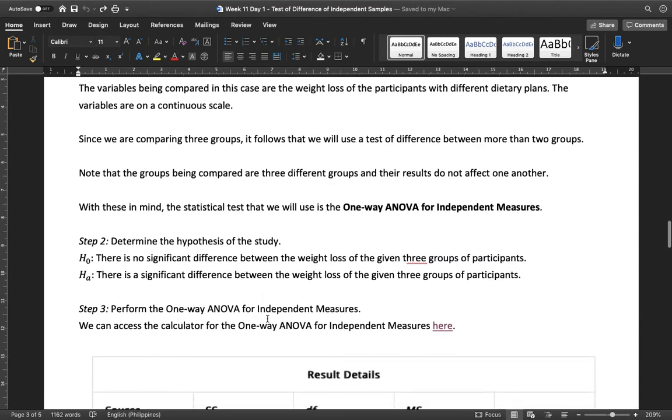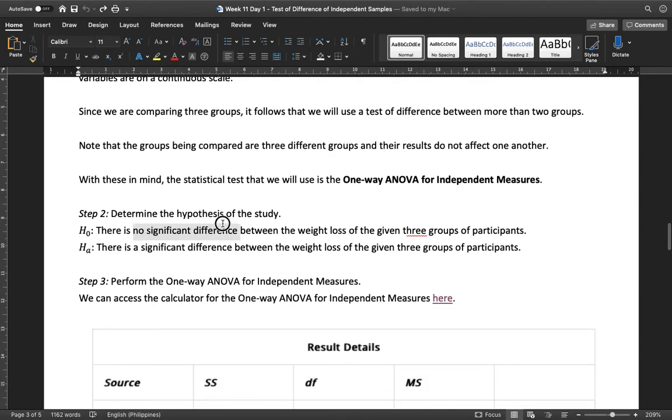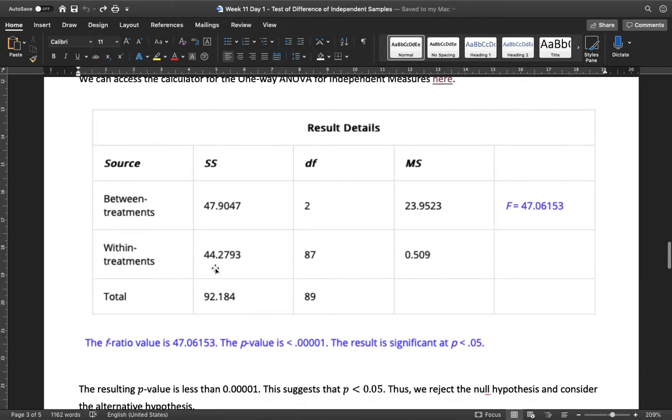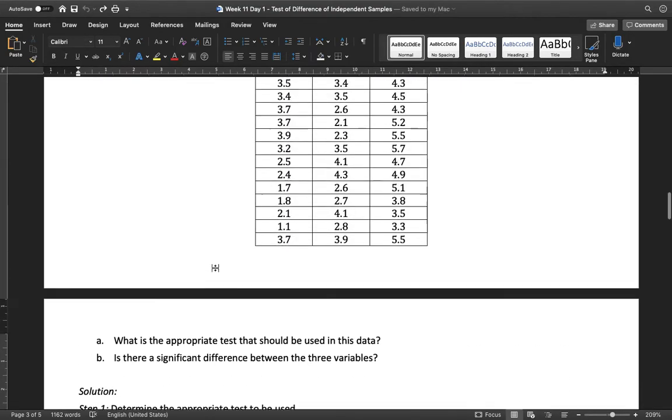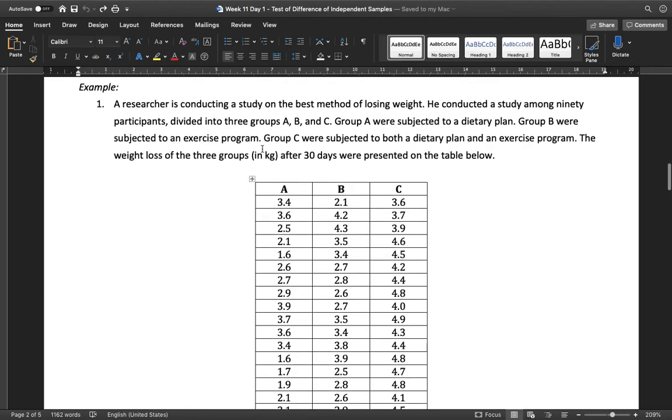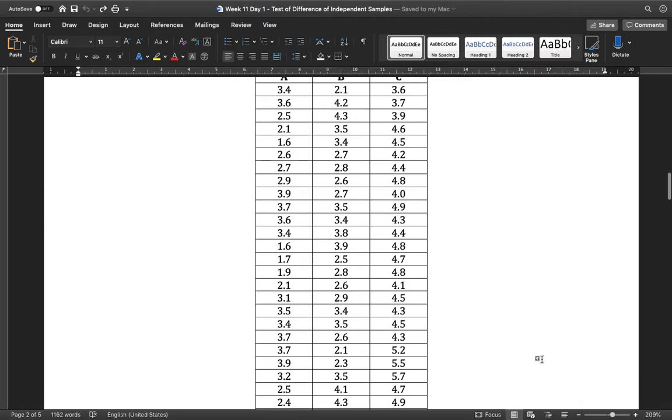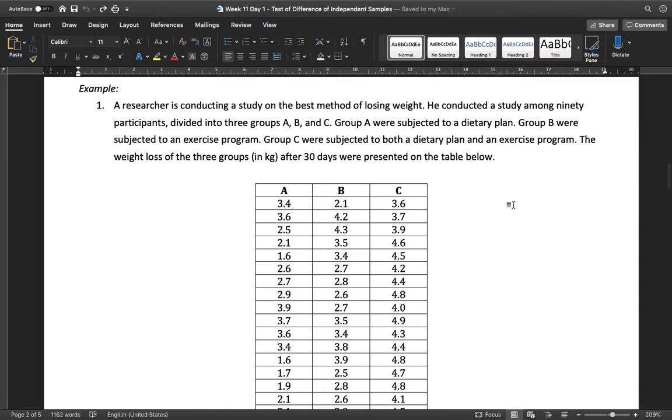So, ano ba yung null? Ang null natin, walang significant difference. So, we reject this. We reject this and we consider the alternative hypothesis. Ano yung alternative hypothesis natin? May significant difference. So, ibig sabihin nun, yung result ng tatlong groups ay magkakaiba. Magkaiba, magkaiba, magkaiba. So, magkakalayo yung weight loss nila. So, ibig sabihin, may effect yung plans nila.